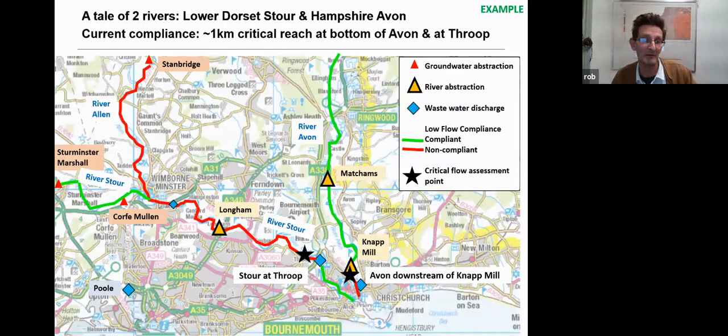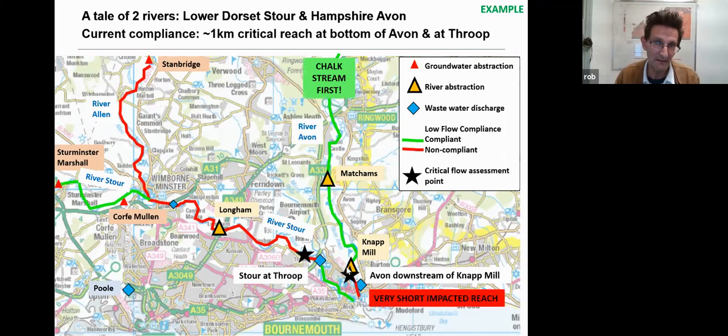My last example is at the bottom of the Hampshire Avon particularly, which is the next river along, also a protected river, and the River Stour here. And the bottom of the Avon, most of the Avon, according to the Chalk Stream First mantra, is pretty close to natural, or at least is within flow targets. So not too many problems until you get to the last very short reach, just over 1 kilometre at the bottom of the Avon, where you get an impacted reach.